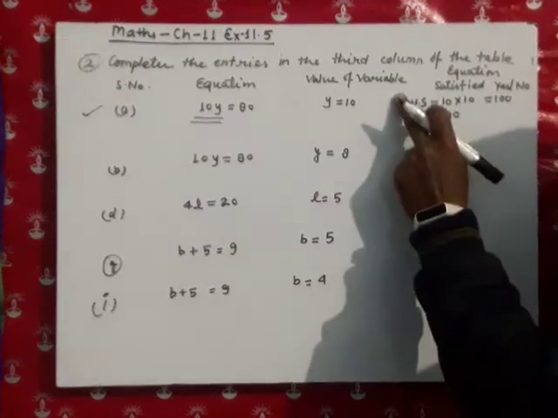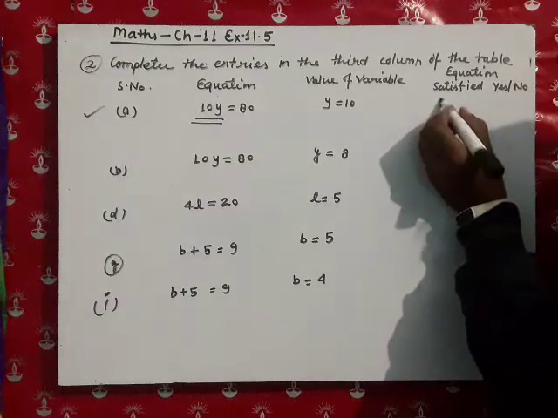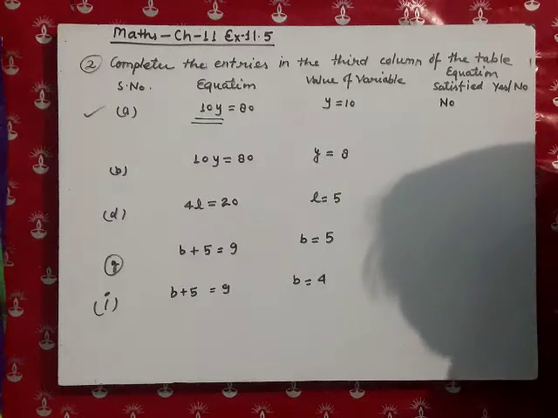So what will we write down? We are not going to write down this solution. This is only for the checking. Here we are seeing that this is not satisfied, so we will write down no.